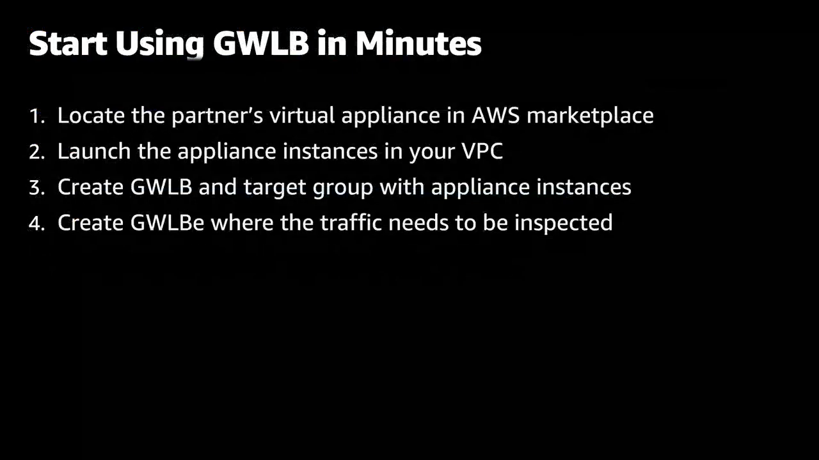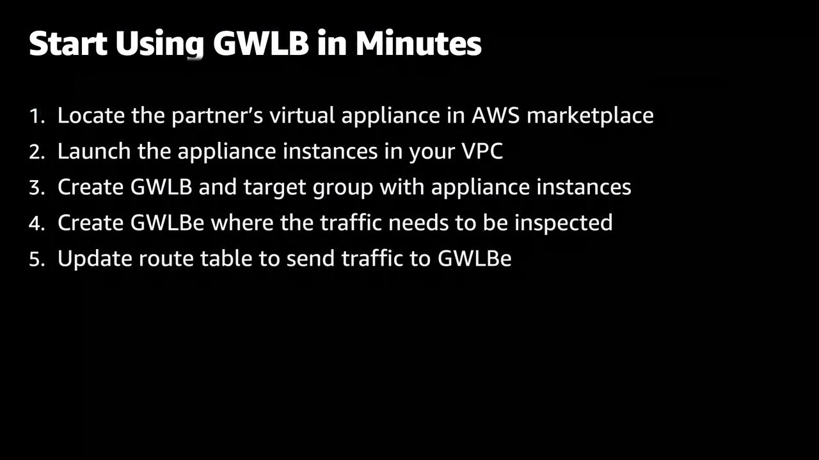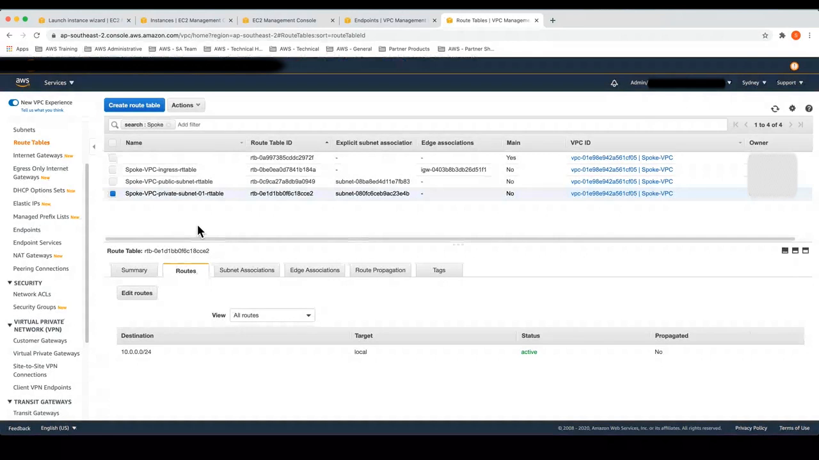Now that you have the gateway load balancer endpoint ready, let's make the final change, which is to update the route table to send traffic to this newly created gateway load balancer endpoint in the Spoke VPC. Let's head back to the AWS console. I have three route tables in the Spoke VPC. The private subnet route table, which is associated to the application instances. The public subnet route table, which I use to route traffic out to the internet. And then the ingress route table, which is associated to the internet gateway in the Spoke VPC. I'll use this to route return traffic back to the gateway load balancer endpoint before it makes its way back to the application instance.